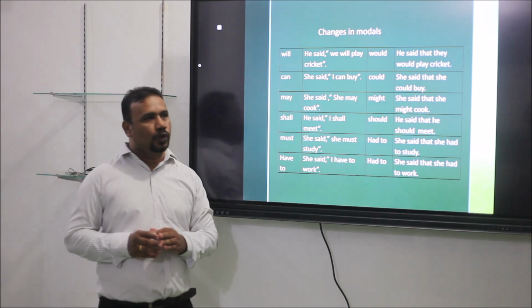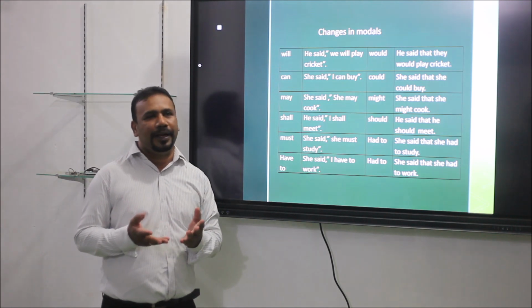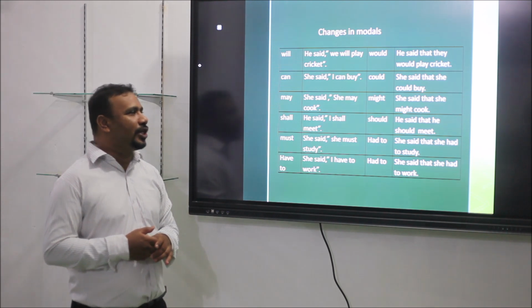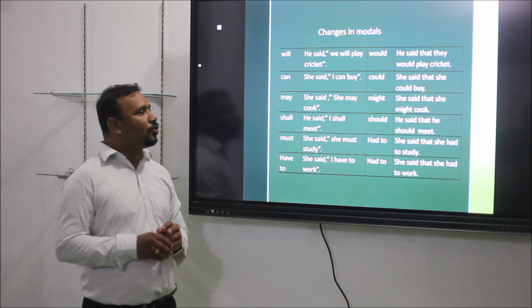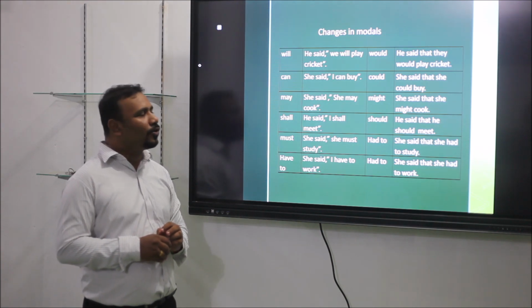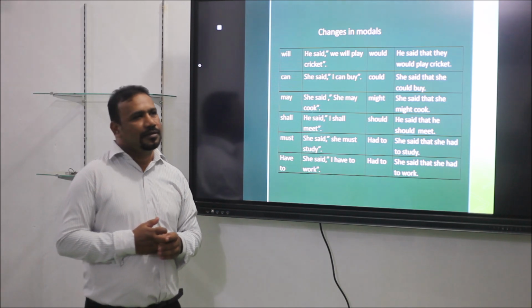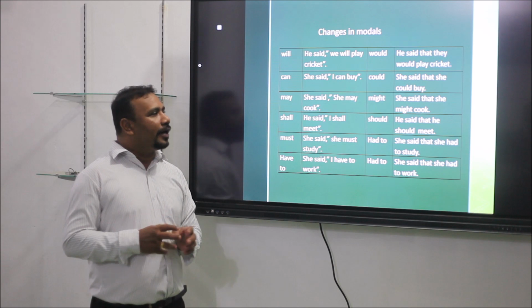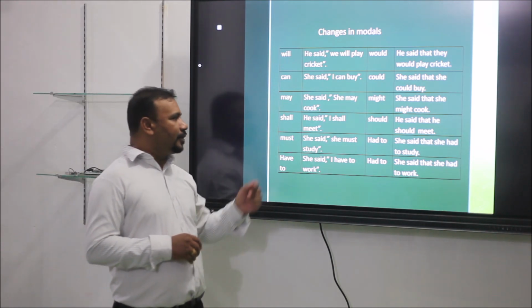Can becomes could. She said, "I can buy." So she said that she could buy. May changes to might. She said, "I may cook," because she is sick. She thinks there is a little bit of possibility there. So she says she may cook. I changed that in indirect speech: she said that she might cook.